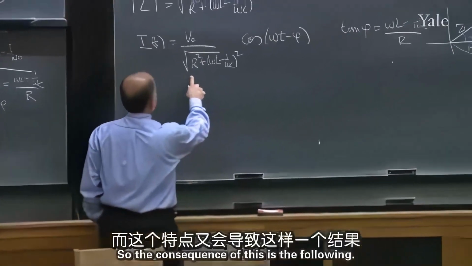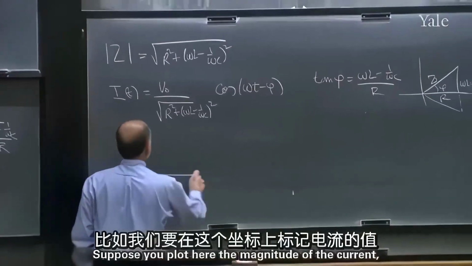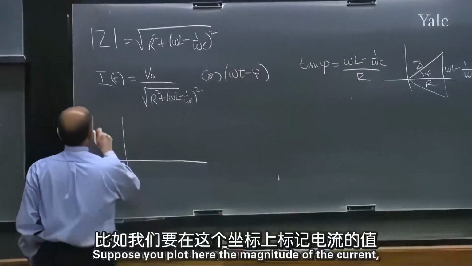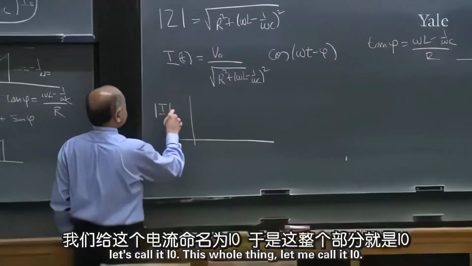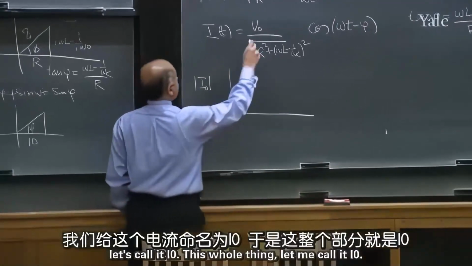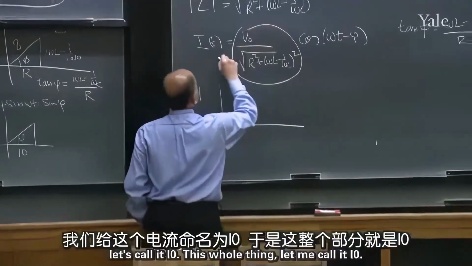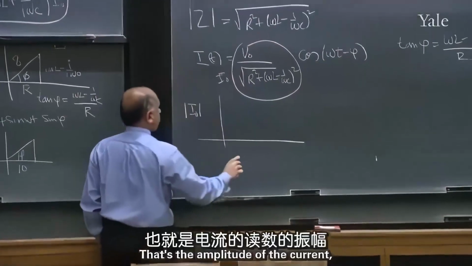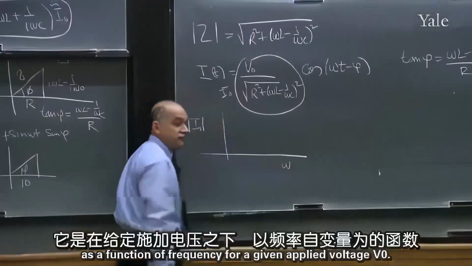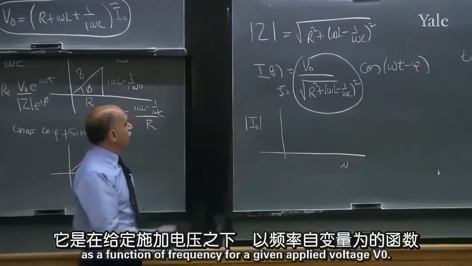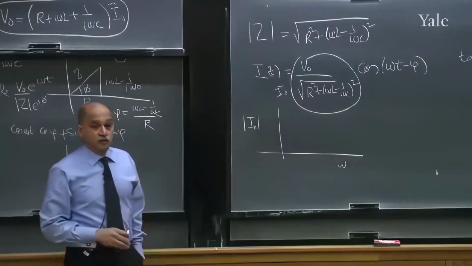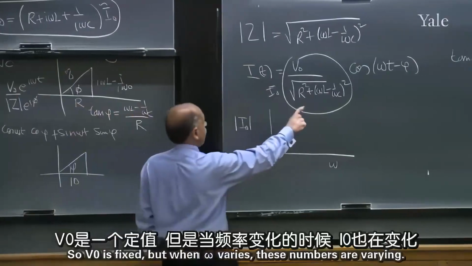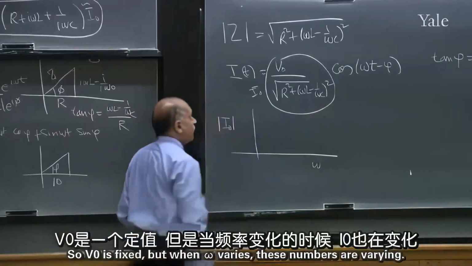So the consequence of this is the following. Suppose you plot here the magnitude of the current. Let's call it I0. This whole thing, let me call it I0. That's the amplitude of the current as a function of frequency for a given applied voltage V0. So V0 is fixed, but when omega varies, these numbers are varying.